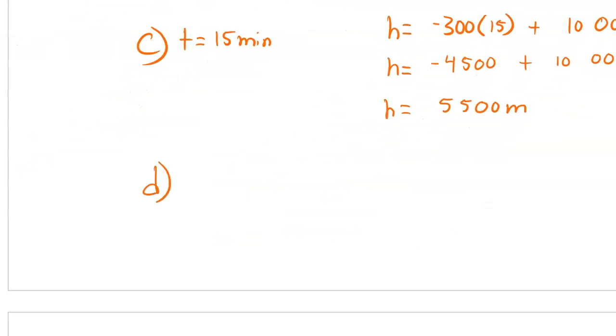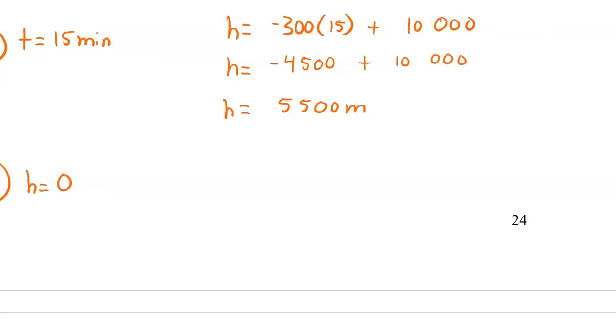D is our last part for this. It says, how long after beginning its descent does the plane land? So we want to figure out, when is h going to be 0? So when is our height going to be 0? So that's going to be on the ground.